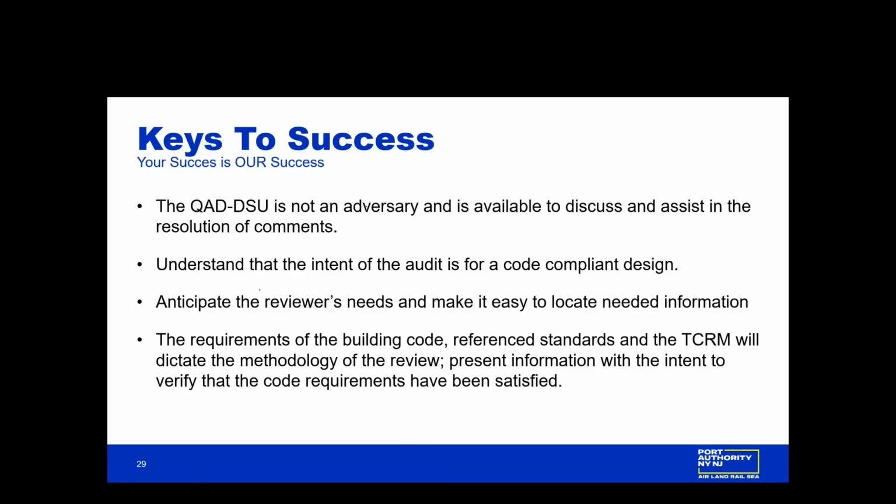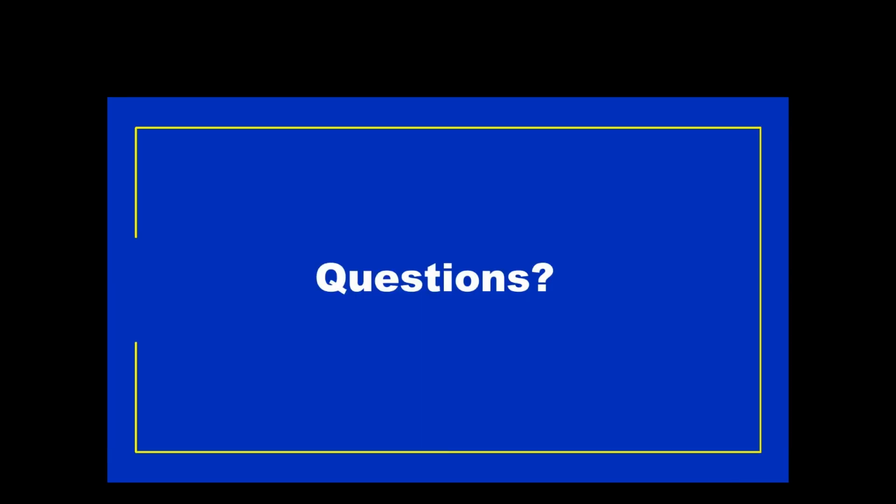Anticipate the reviewer's needs and make it easy to locate needed information. That makes faster reviews, audits. The requirements of the building code, reference standards, and the TCRM will dictate the methodology of the review. Present information with the intent to verify that the code requirements have been satisfied. Next slide, please. Now it leads us to the questions.